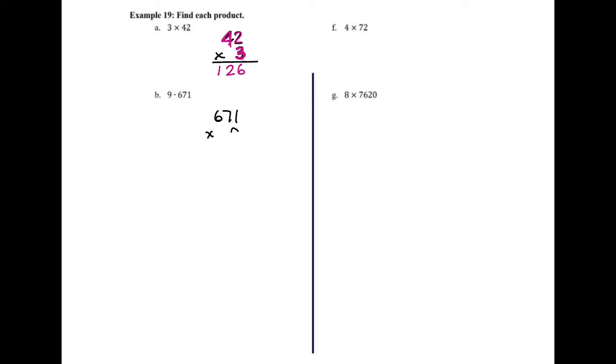Okay, now on B, again, I'm going to put the long number on the top, so 671 times 9. Okay, so 9 times 1 is 9. Now, 9 times 7 is 63. So I put the 3 down and carry the 6. Now, 9 times 6 is 54. And add this 6 is 60. And you're done. That's it.